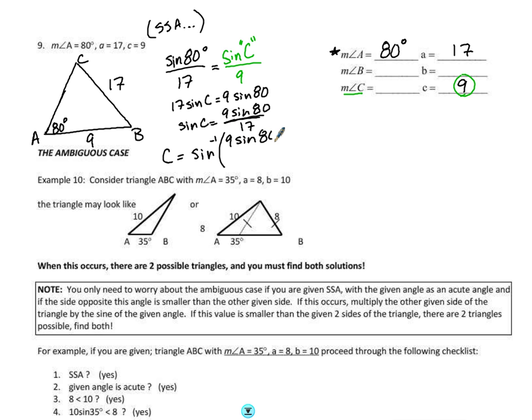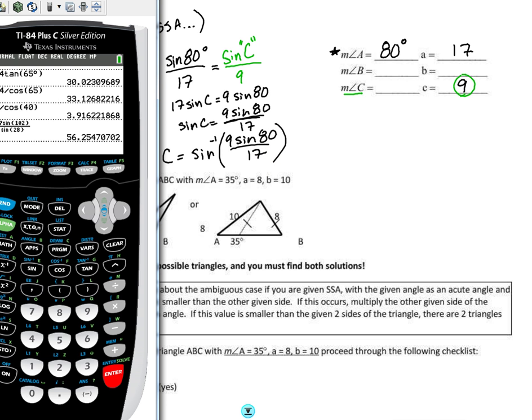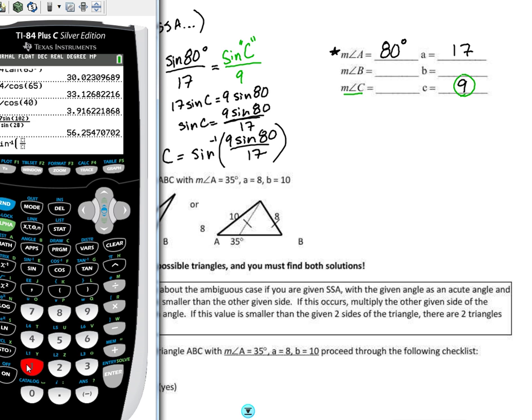This is a daunting calculator insert, but totally doable. You just got to make sure you take it step by step. The first is I'm going to do the sine inverse, so second sine, and then inside that I have an angle, and that angle is 9 times the sine of 80 degrees, close my parentheses, all over 17, and I'm going to go outside and close out the outside parenthesis.